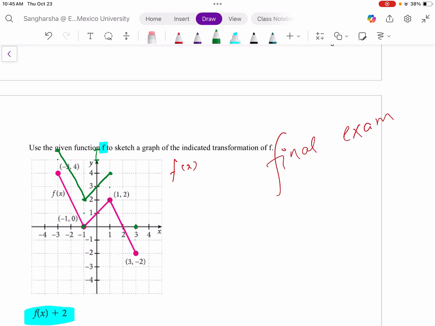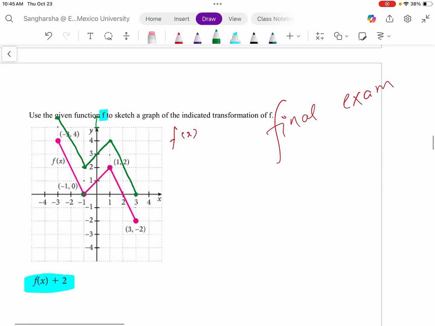You just connect in a similar way, as it's given. So this is the graph for f of x plus 2. You are moving every point by 2 units, and you get the graph for this function. If you want to draw it in a new coordinate system, it's fine, but I will be using the same one here.